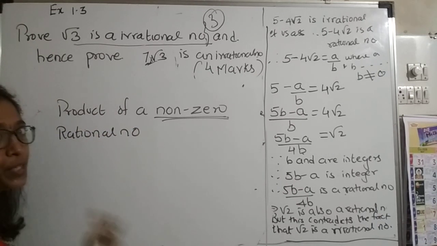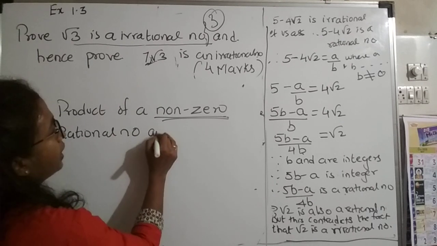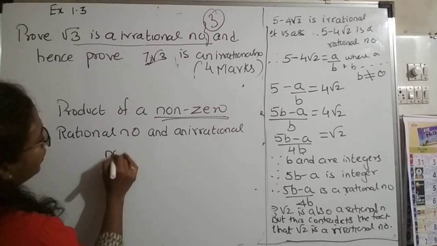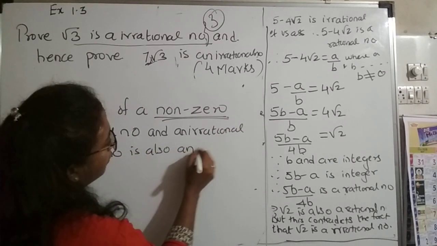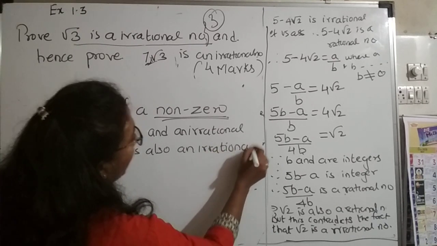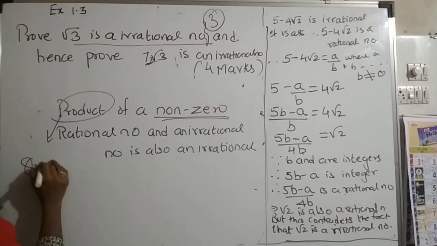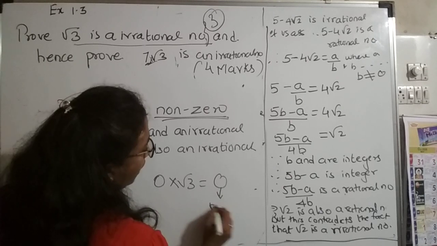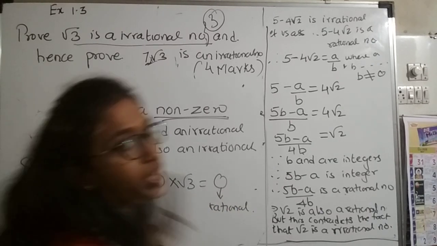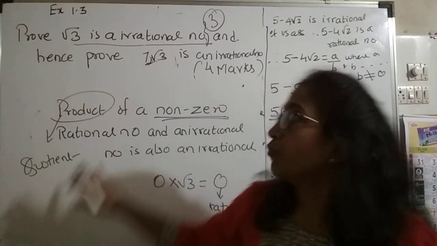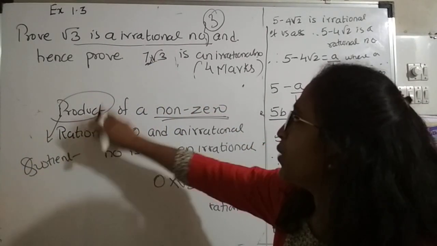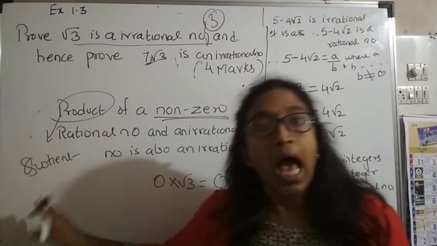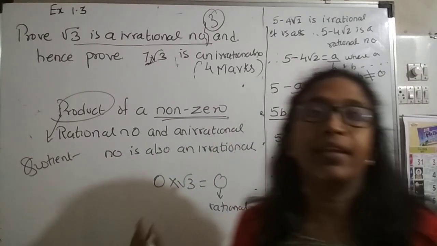number, and 0 is a rational number, right? So the product of a non-zero rational and an irrational number is also an irrational number. When the product or quotient is there, the rule is the same, because if you have 0 into any number, you will get 0, which is a rational number. So you have to be very careful. If you have to prove it for 1 mark, directly you can write 7 root 3 is an irrational number, because the product of a non-zero rational and an irrational number is also an irrational number.